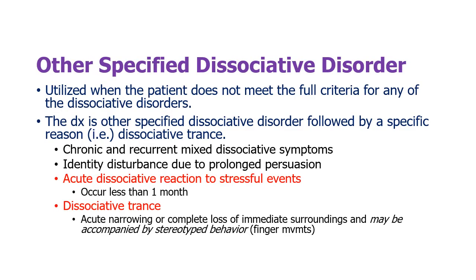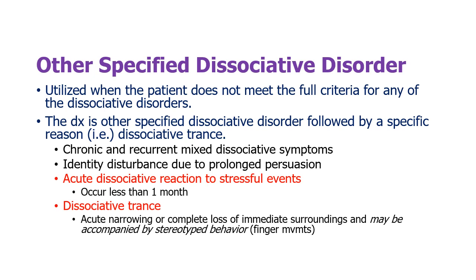So when a patient presents with dissociative symptoms but doesn't meet the full criteria for either DID or dissociative amnesia, you can categorize them as an other specified dissociative disorder. So you categorize them as that, and then you give a specific reason. And these reasons are described here. Now note that an acute dissociative reaction to a stressful event must occur for less than 1 month in total duration. And then also another descriptive term that they use here is dissociative trance.